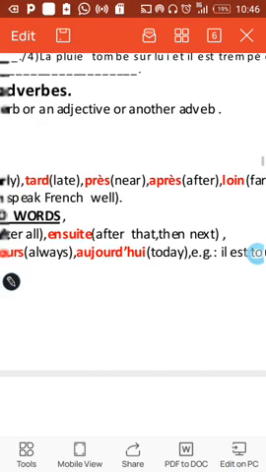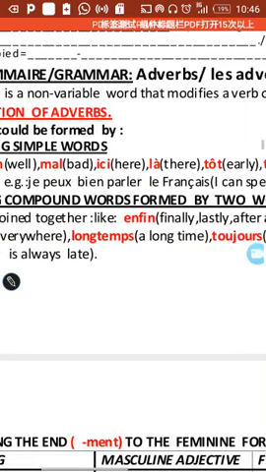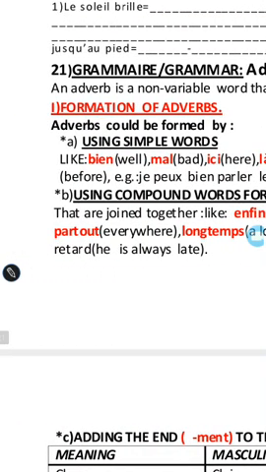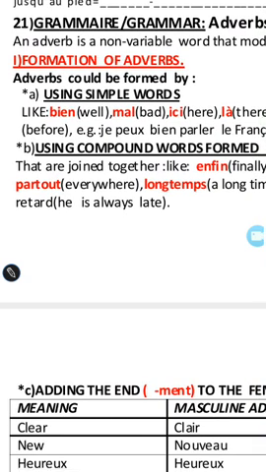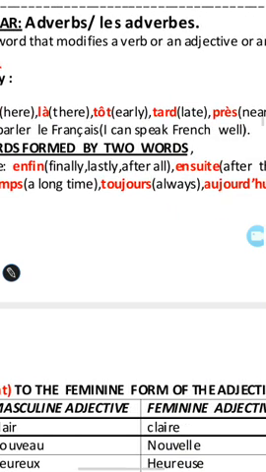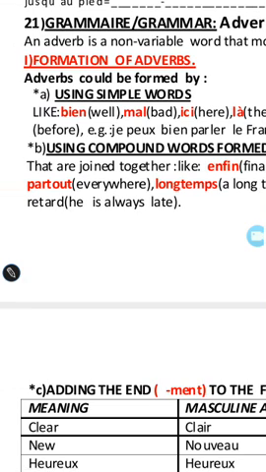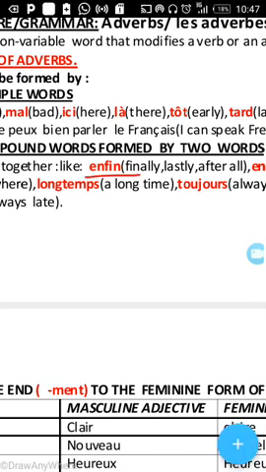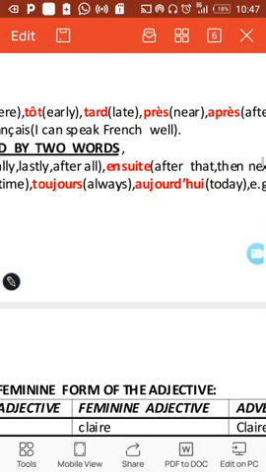Using compound words to form an adverb. Compound words are formed by two words, and then we join them to form an adverb. Those words can be adverbs that you join together or some other words that you join together to form an adverb. So we have enfin, finally, lastly, after all; ensuite, after, then, next; partout, everywhere; longtemps, quite a long time; toujours, always; aujourd'hui, today. Il est toujours en retard, he is always late.